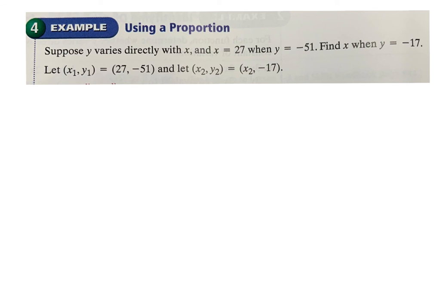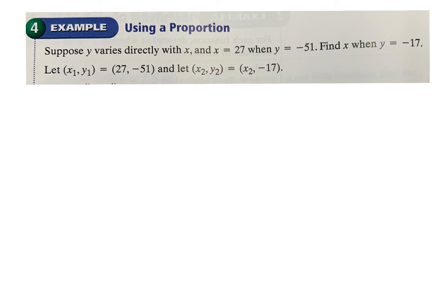Suppose y varies directly with x and x equals 27 when y equals negative 51. Find x when y equals negative 17. And they just actually set it up for you. Yours will not set it up for you.